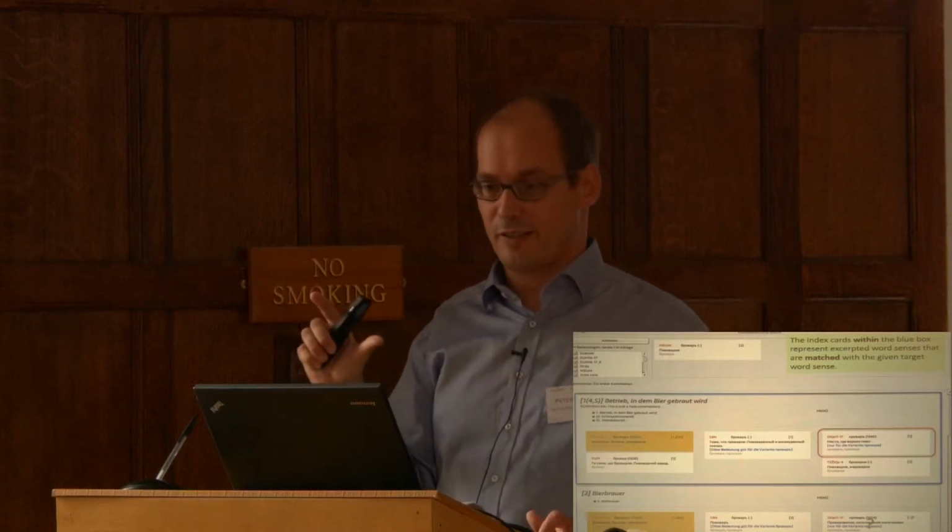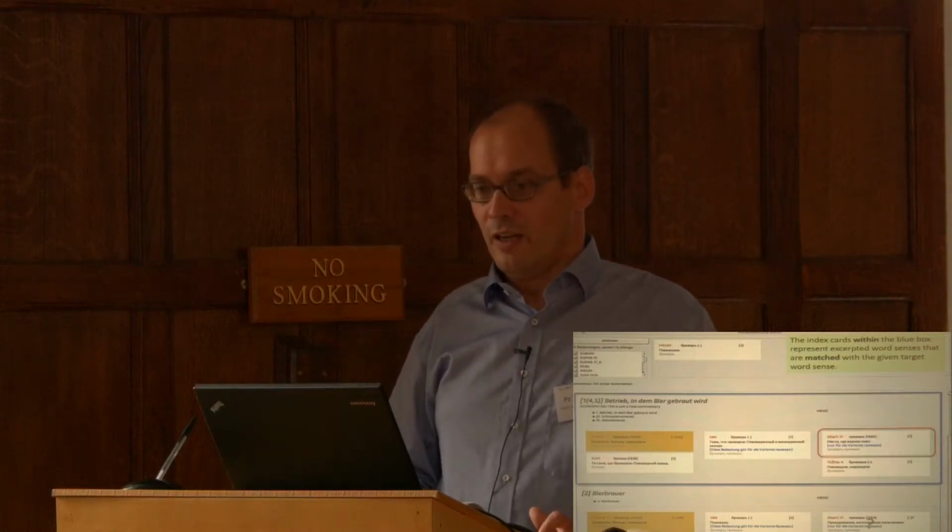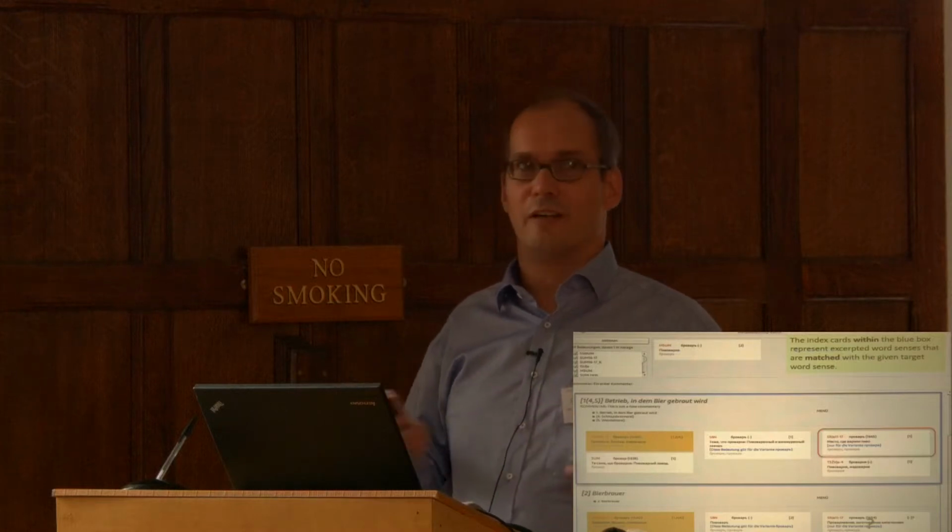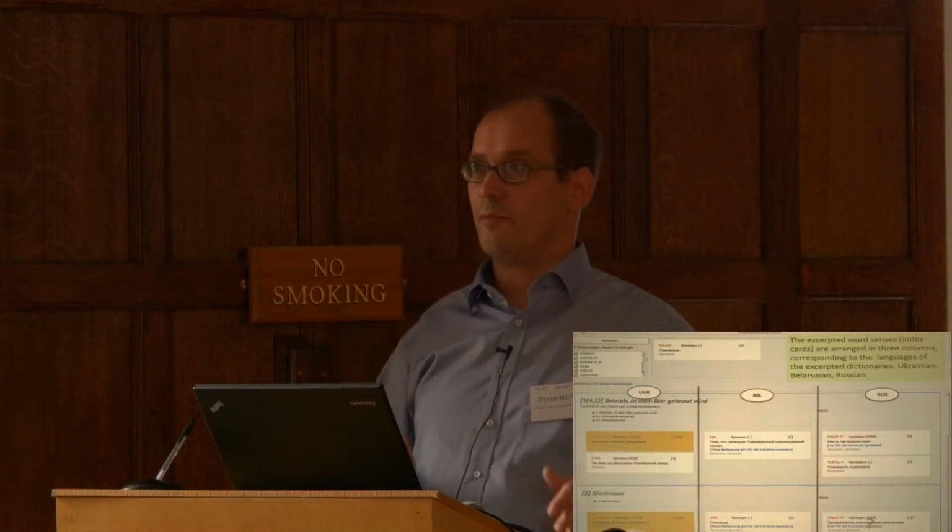And the idea is very simple. Each target word sense has its own meaning, word sense definition, and its own DGLP profile, as explained above. And the main point is that if you place an index card that represents an excerpted word sense within one of these boxes, then it is matched or aligned with the given target word sense. So here we have a target word sense that sort of includes the word sense that is represented by the index card that is marked here in red. The index cards are arranged in columns for the three languages. So for the Ukrainian, Belarusian, and Russian dictionaries, you have separate columns.